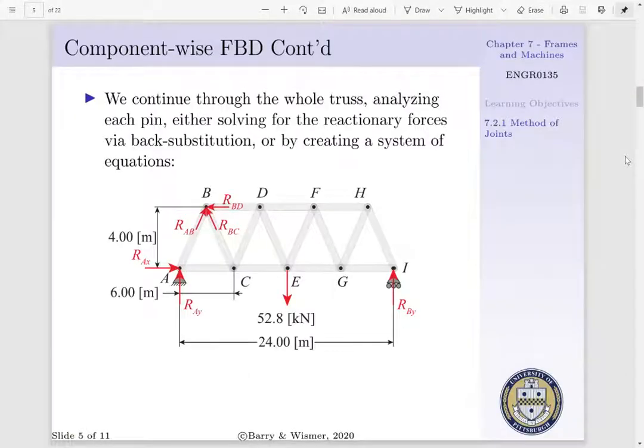Then we will continue through our truss, analyzing each pin. For instance, we can look at pin B, where we'd have RAB, RBC, and RBD acting on that pin due to forces of members AB, BC, and BD. Now, we will continue through this process and solve for our forces acting on the pins via back substitution or by creating a system of equations.